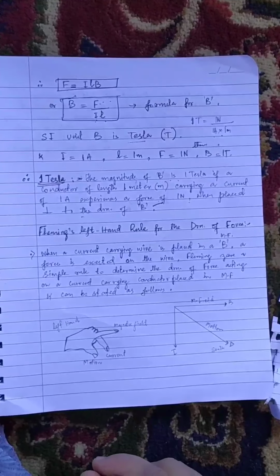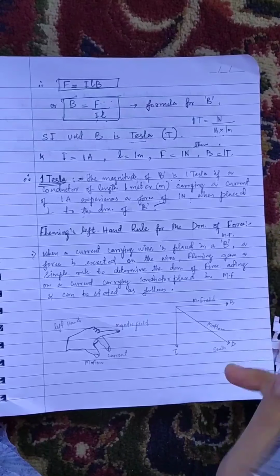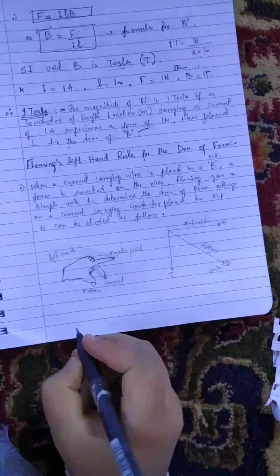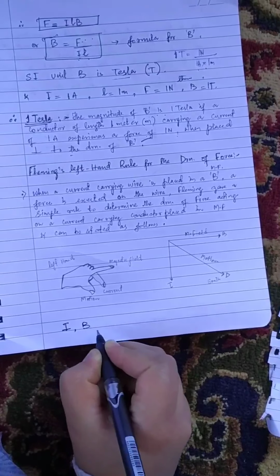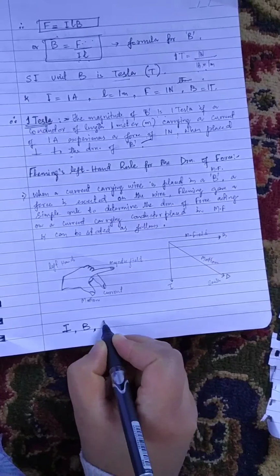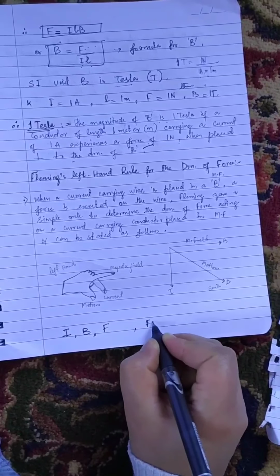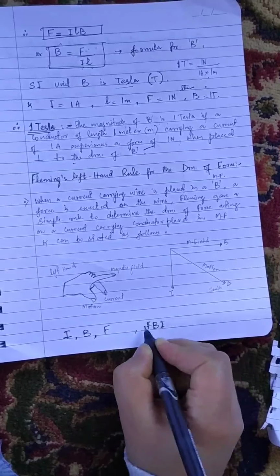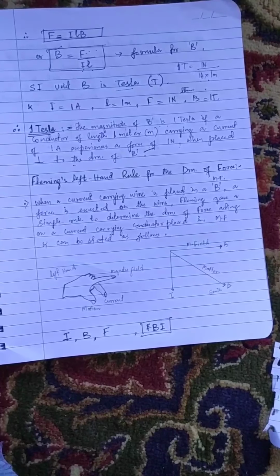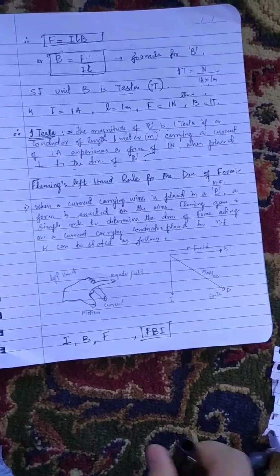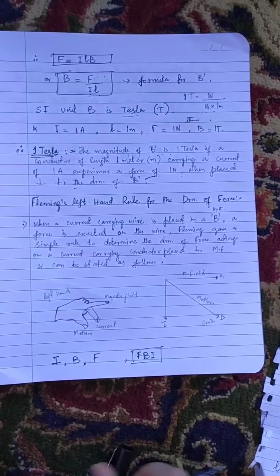And how actually it happens, we have to remember three things. We have to represent current by I, we have to represent magnetic field by B, we have to represent force by F, or simply you can remember FBI. These are the three parameters which we have to use to understand this Fleming's left hand rule.